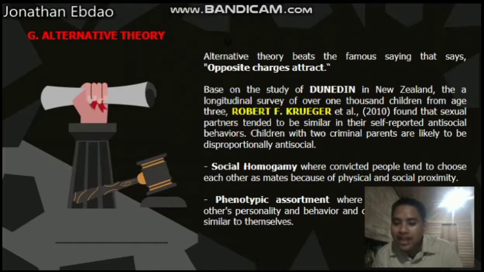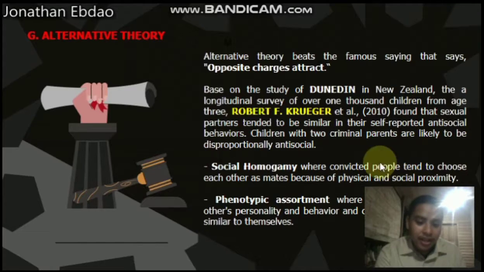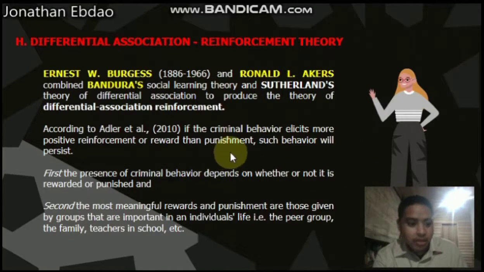Thus, there are two main classes of explanation concerning why similar people tend to get married, cohabit, or become sexual partners, namely social homogamy, where convicted people tend to choose each other as mates because of physical and social proximity, and also phenotypic assortment, where people examine each other's personality and behavior and choose partners who are similar to themselves.